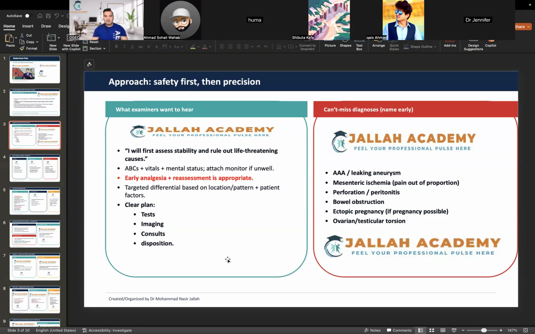Okay? Imaging, I would do ultrasound, I would do CT scan, I would do MRI based on your patient, based on the condition, but you have to mention that I do these tests and then I move on to the imaging if I'm not convinced. Consult, how do you consult? And disposition. So, can't-miss diagnoses: these are the things that you have to rule out and you cannot miss.